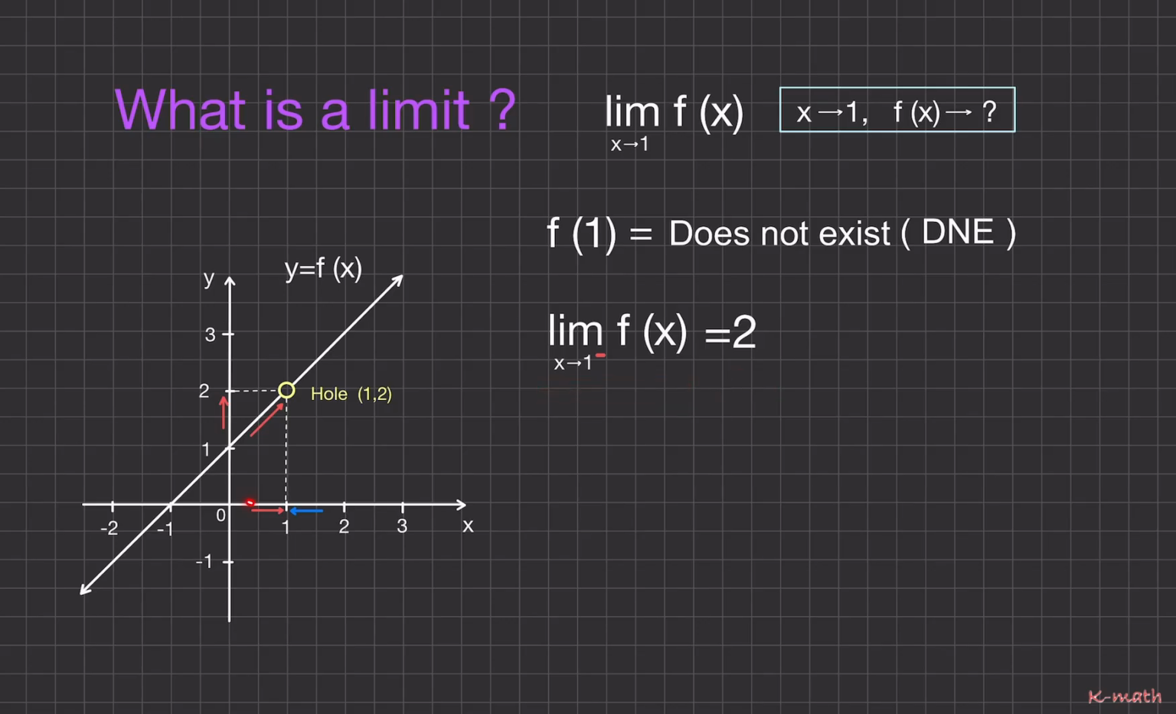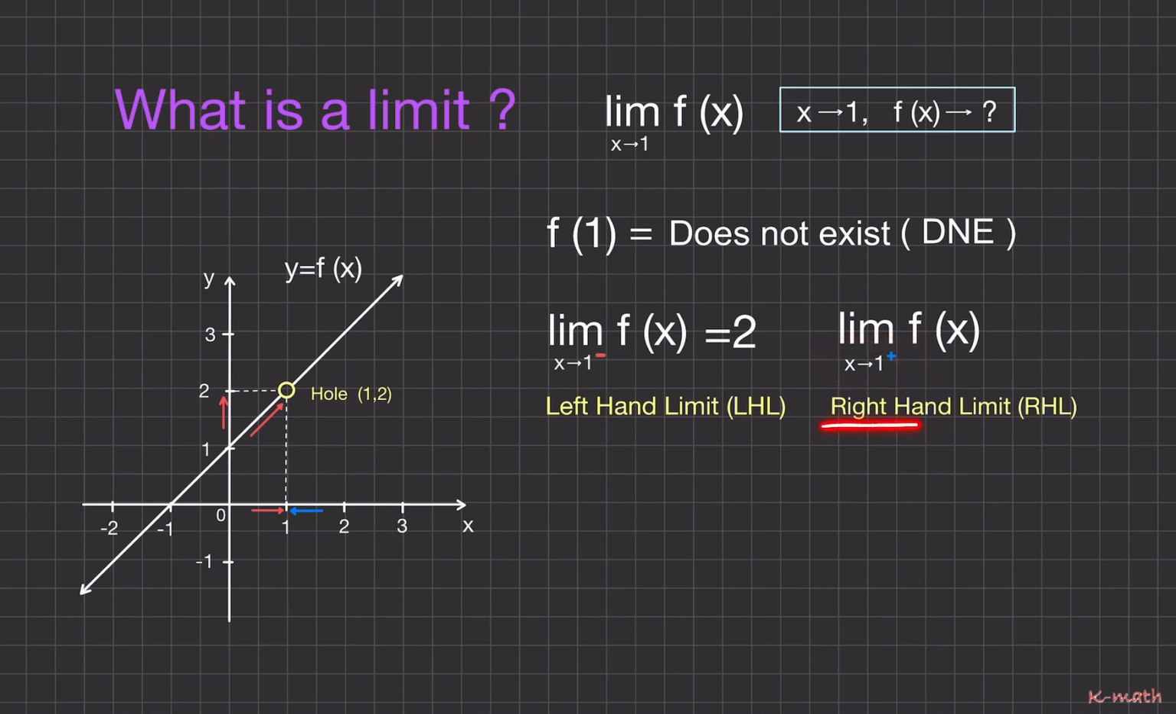To say that x approaches 1 from the left, you just put a small minus sign after the 1. And the limit value, the y value, approaches 2. We call this the left-hand limit, or just LHL. What about from the right? You just put a plus sign after the 1 like this. We call this the right-hand limit, or just RHL.